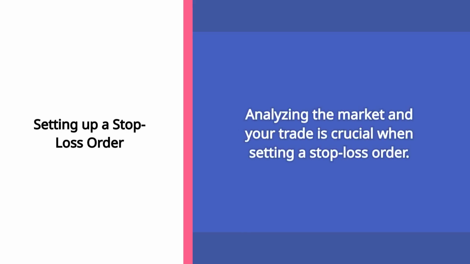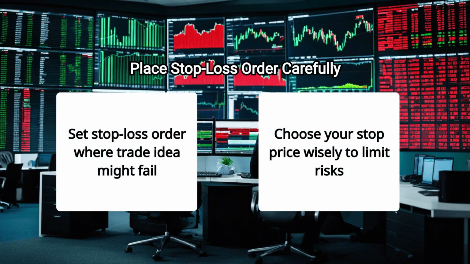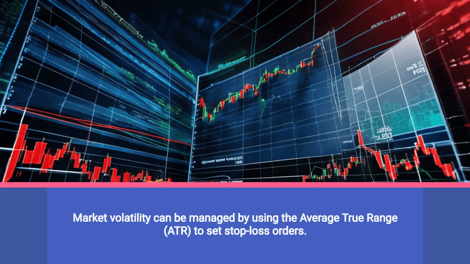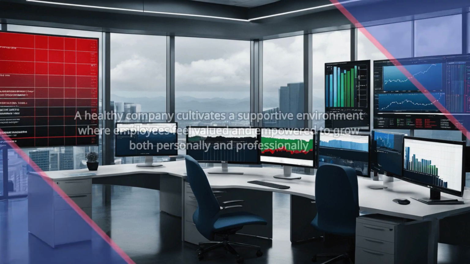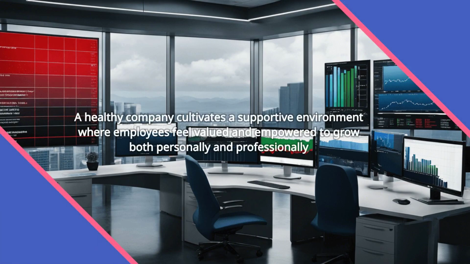When setting up a stop loss order, analyzing the market and your specific trade is key. Let's go over some important steps and things to think about. Choose a stop price. Place the stop loss order where you think your trade idea will fail. This limits risk while aiming to make a profit. Look at market volatility. The average true range, ATR, can help you set stop loss orders. Usually, setting your stops at 1x to 2x ATR can protect you from big market swings. Use indicators. For example, Bollinger Bands can guide you to a good stop loss range.